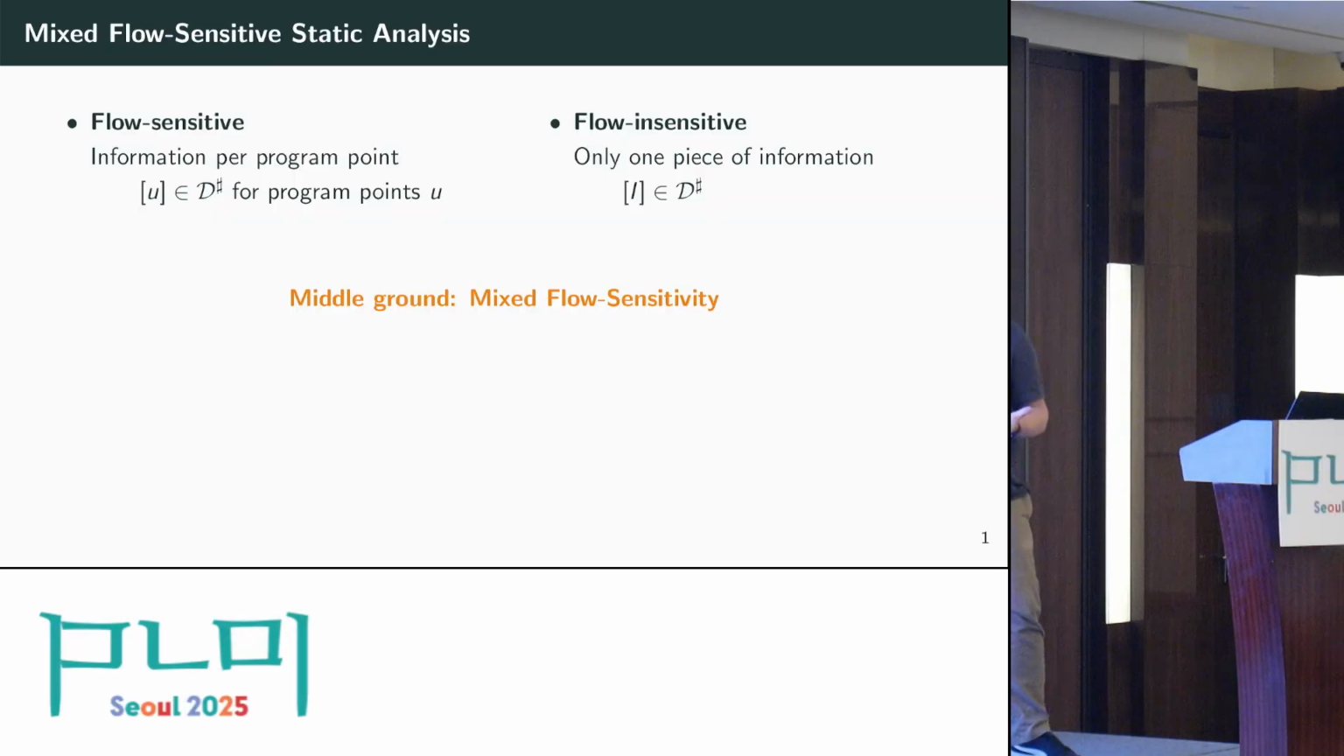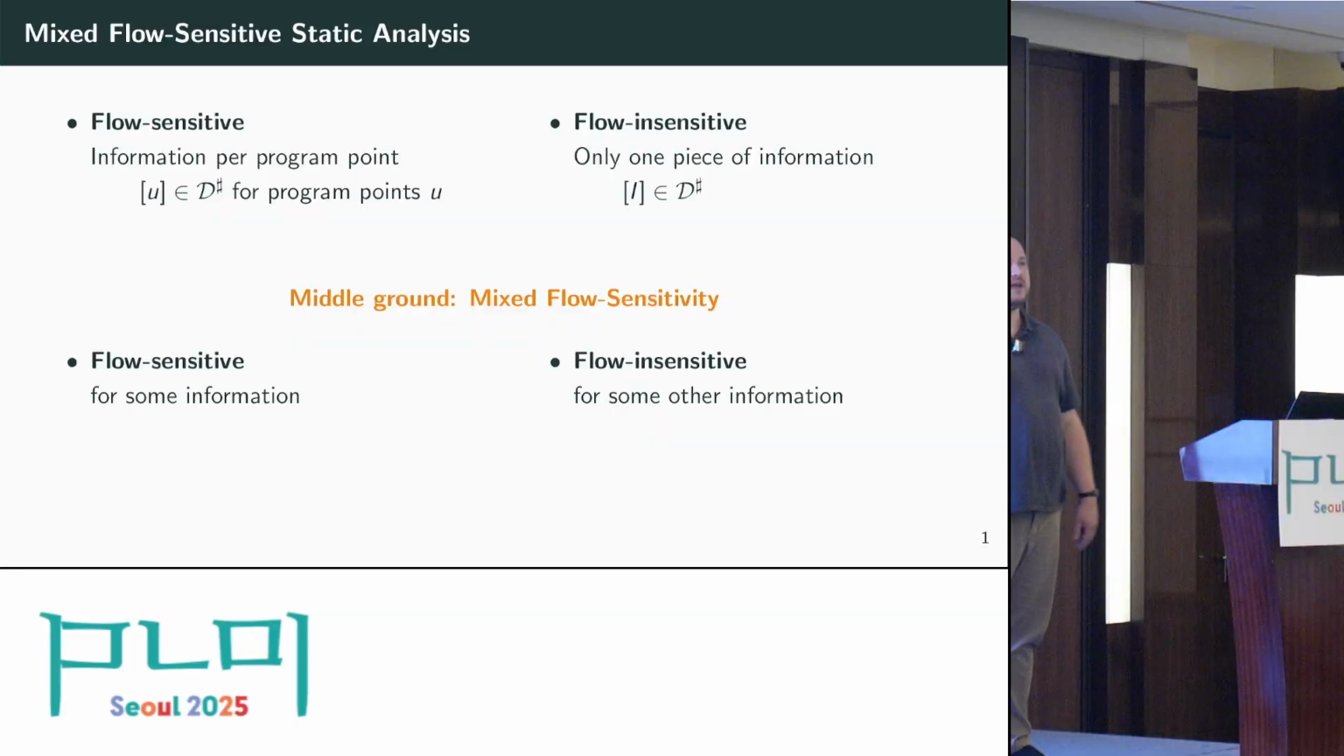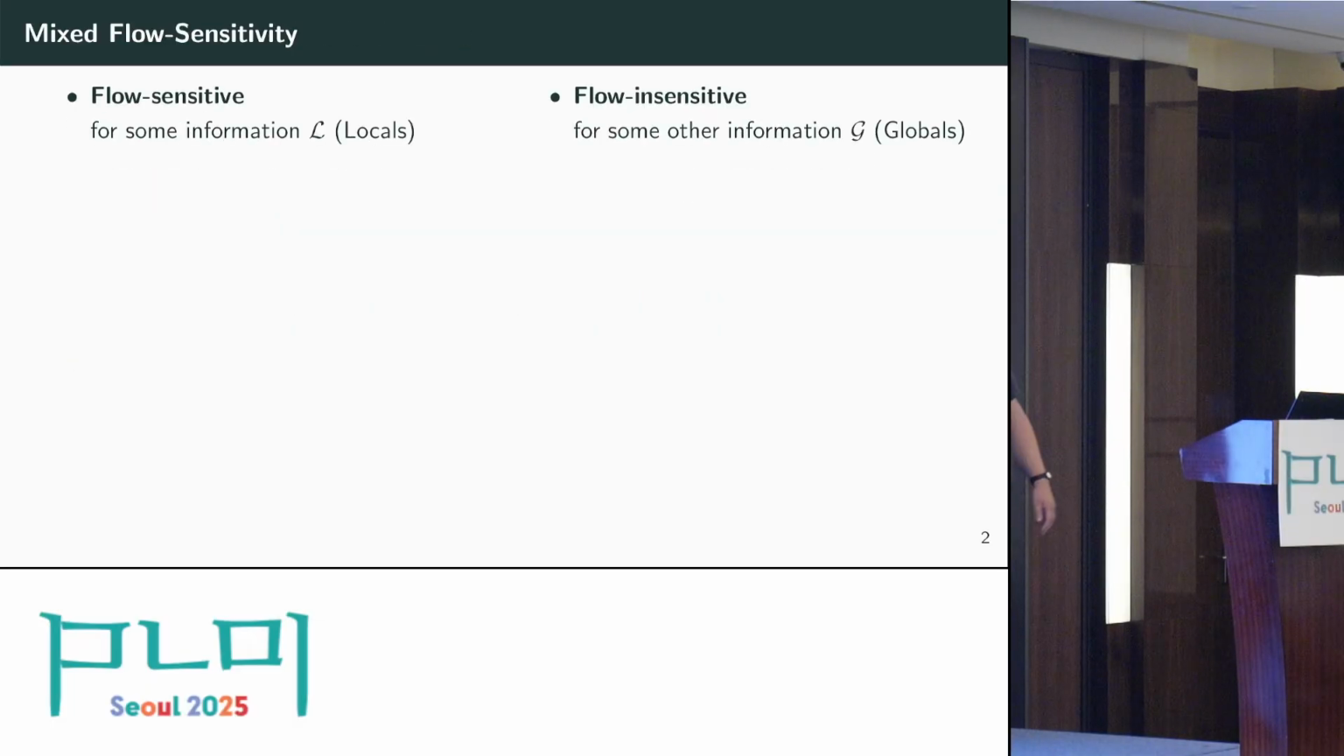However, this is not the only thing. There's also some middle ground between those two things, namely something that we have dubbed mixed flow sensitivity. And the idea is that you are flow sensitive for some information and flow insensitive for another class of information. And then one could say that the flow sensitive information is associated with something that one calls the locals, and the flow insensitive information is associated with some set of things that one calls the globals.